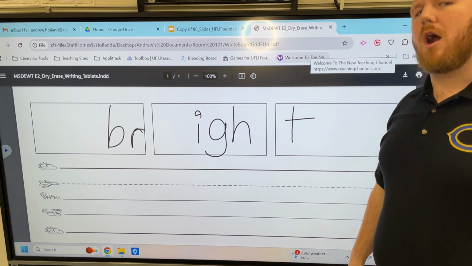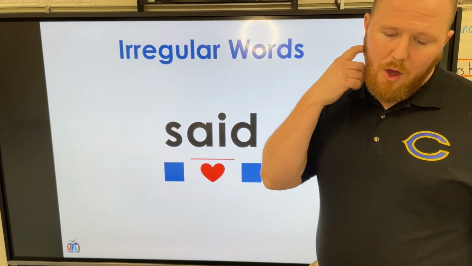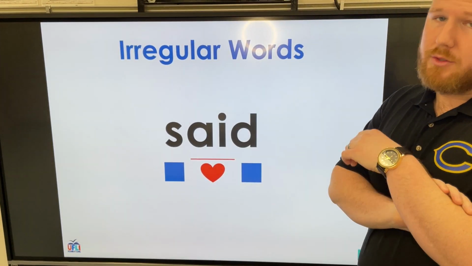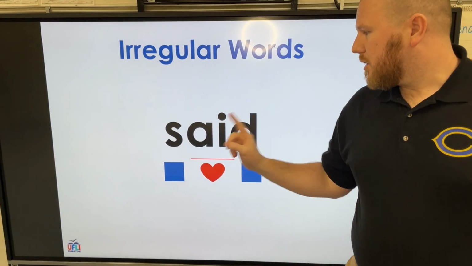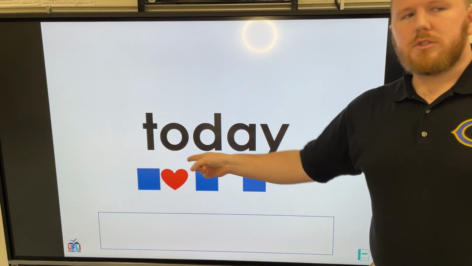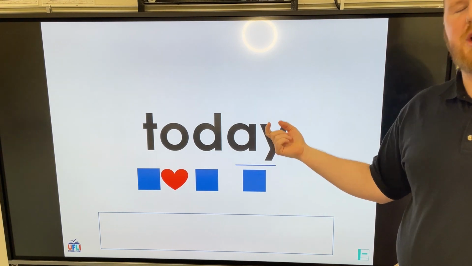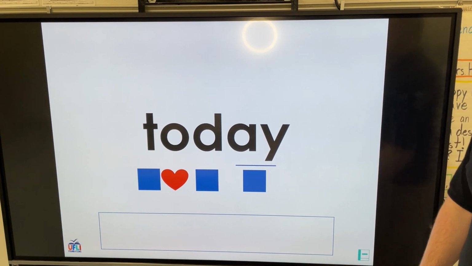We're going to move on to our irregular words. Okay, so we're going to practice our irregular words. We only have practice. There's no new ones to learn. There are 7 though, so let's pay attention. The first word is today. Oh, there's our AY pattern. Notice how it's blue now because we already know how the pattern is. But today. Good. Next one.